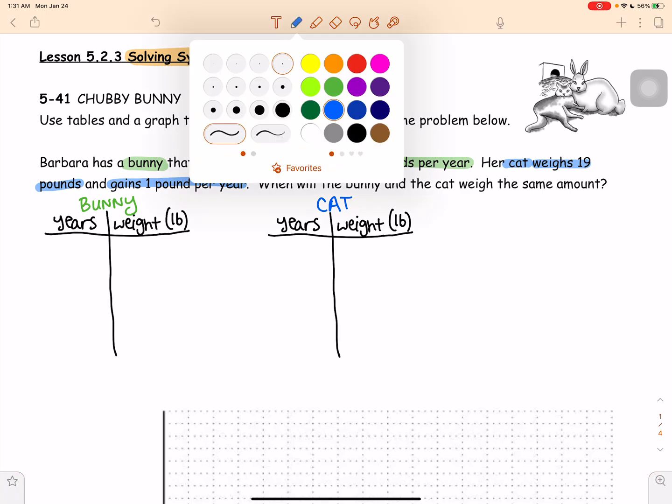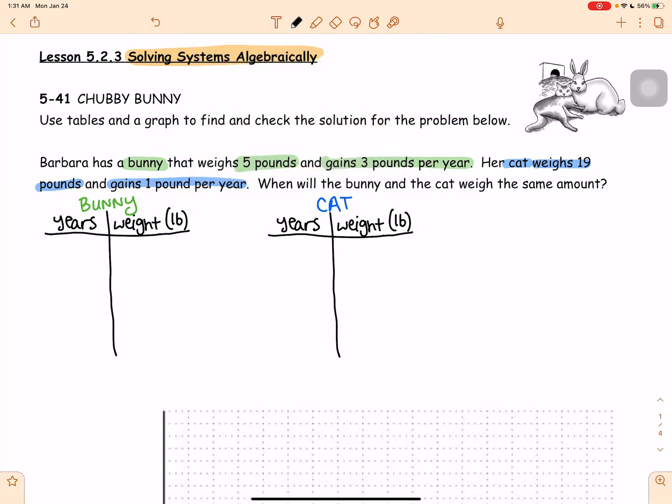Okay, so whenever we have data like this, we always want to start out at year 0, which is like their starting point, or their starting weight in this case. And then let's go up to at least 4 years, okay? And then same thing for the cat. If you wanted to, you could draw lines going across, but you don't have to if you don't want to. Just make sure that they do line up.